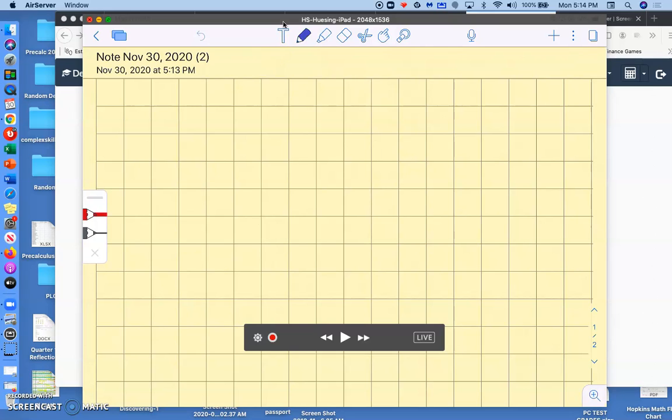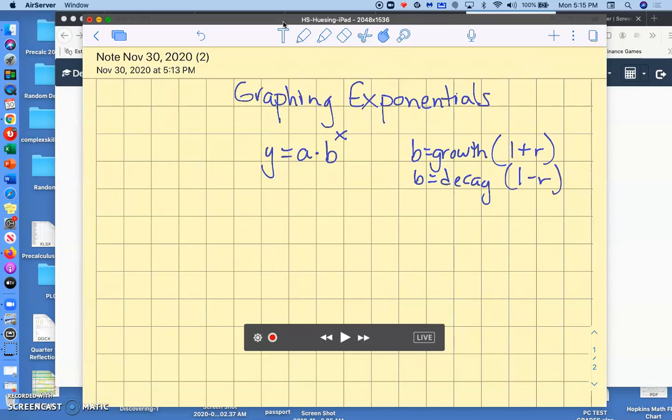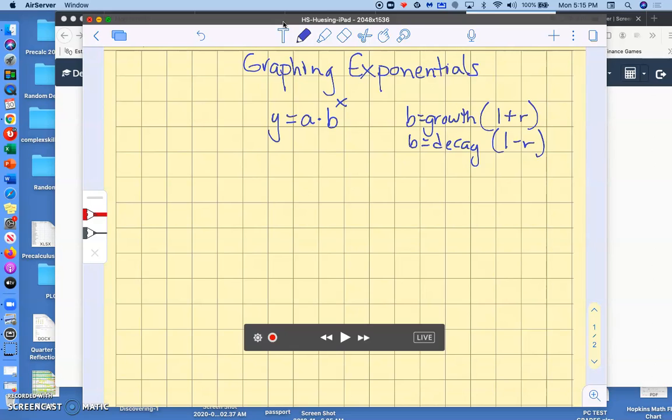So today what we're going to do is take a look at graphing exponentials. As a reminder, we've talked about y equals a times b to the x. This is our exponential function, where b is equal to growth, and we said that's 1 plus our r value. And b is equal to decay when that equals 1 minus our r value. So we're just going to take a look at what a basic exponential looks like.